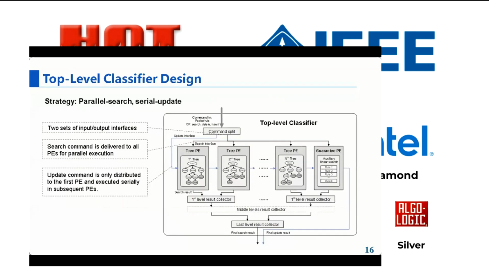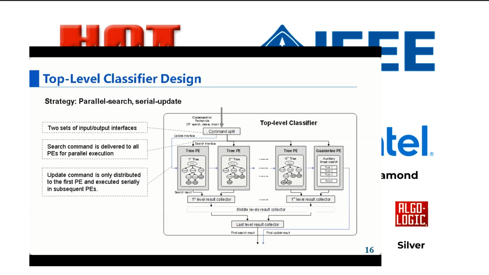This is the top-level classifier architecture, which corresponds to the multi-tree scheme of cake tree. Each processing element corresponds to a tree. The real-time root update is a major focus of this work, and to prevent the repeating updates happening in multiple PEs, we adopt a parallel search serial update strategy. As each PE processes root search and update separately, each PE has two sets of interfaces, one for root search and one for update.